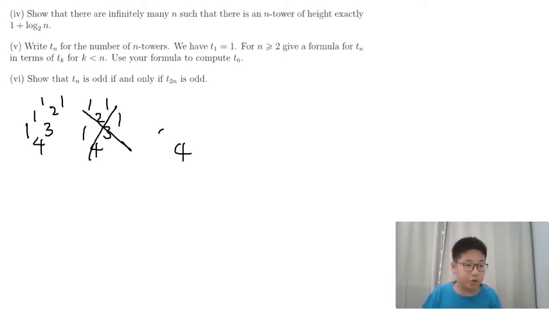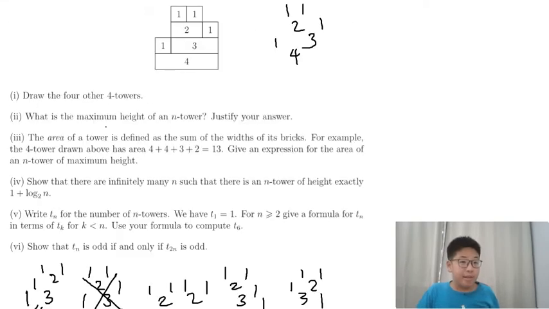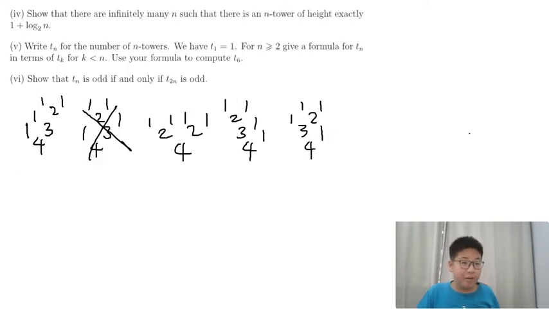And so 4 is also 2 plus 2, and we're going to write 1s each here. So 4, 3, 2, 1, 1, 1, 1. And then we also have 4, 3, 1, the mirror image of what we had. There, got that. So what is the maximum height of an N tower?